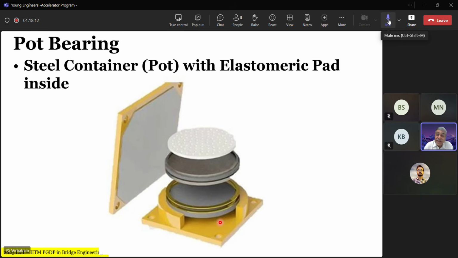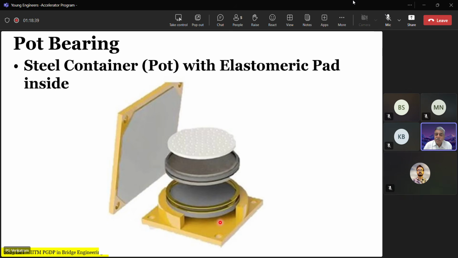Base plate will bend. If the base plate bends, is it providing confinement? No. So now you come to the crux of the issue. Your confinement will be compromised. And when the confinement is compromised, what happens? The elastomeric bearing deforms.